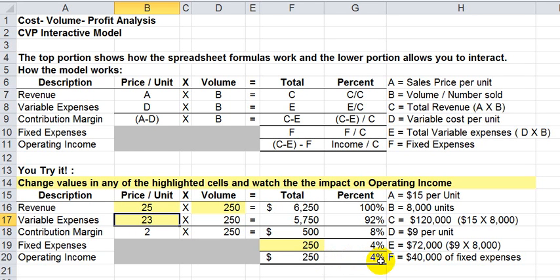Well, in this case, we can see that Mary now has some information that she can use to make better decisions in running her business. Hope this is helpful to you in understanding the relationships between cost and volume and what impact that has on profit.